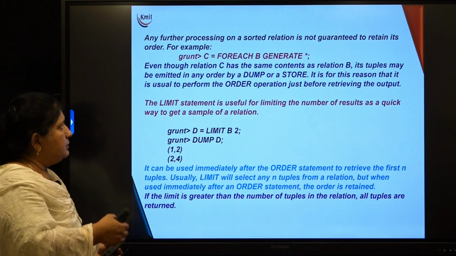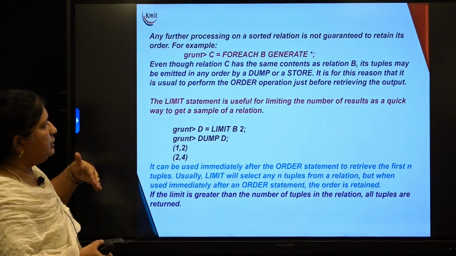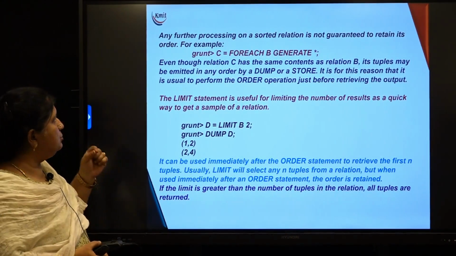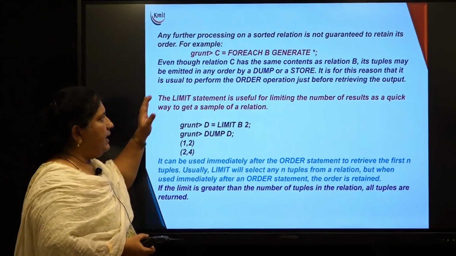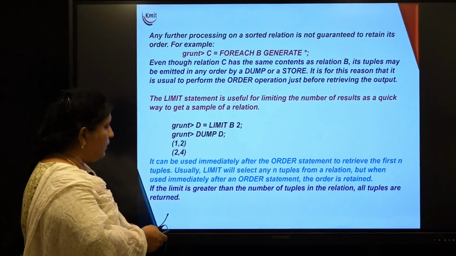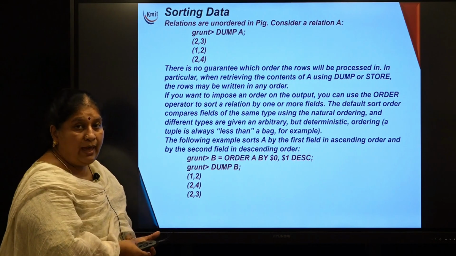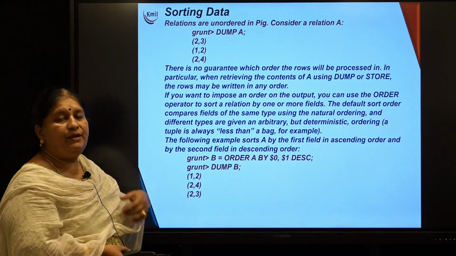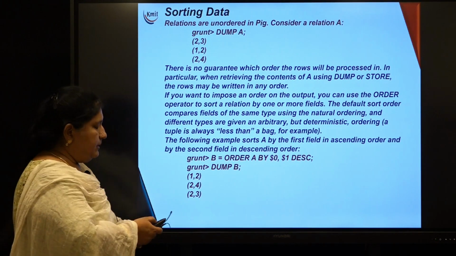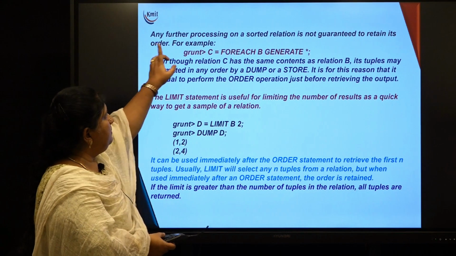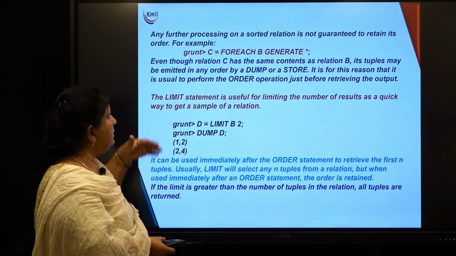Now, further processing: any further processing on a sorted relation is not guaranteed to retain its order. What do I mean by this? Say for example, we have displayed the relation B in sorted order in the previous one. There is no guarantee that this sorted order will be maintained if I perform some operations on B. That is what they are specifying. Any further processing on a sorted relation is not guaranteed to retain its order.